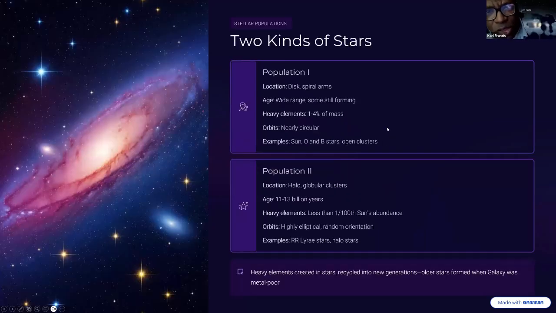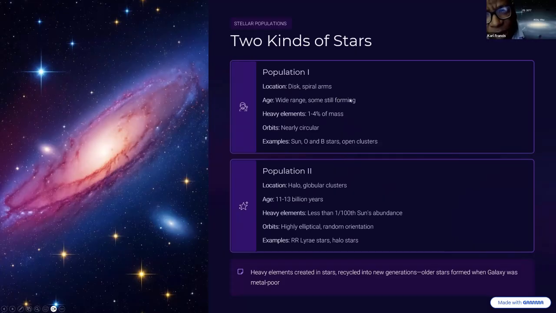Okay, so we did mention that we have some very old stars that are mainly in the center in the bar shape, and we have some very new stars. So let's talk about them. They were categorized as Population I stars, right? Population I stars' location is in a disk and a spiral arm.